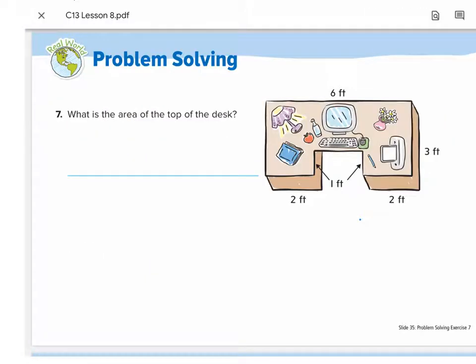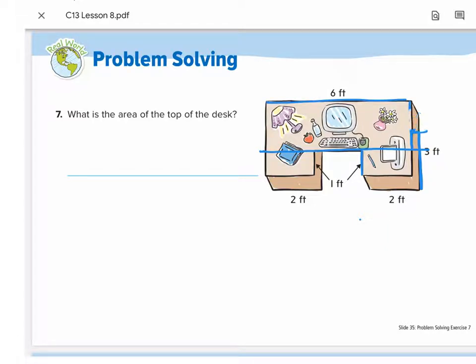Alright, number 7 says, what is the area of the top of the desk? So as you can see, the desk has 3 different rectangles that we're going to have to work with, and I'm going to split it this way. Okay, that tells me that this side is 6, and this side we're going to have to solve for. We know that the whole side over here is 3, and this inside edge is 1, so 3 minus 1 is 2.